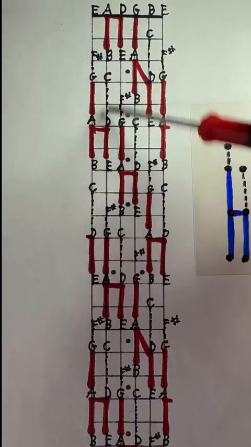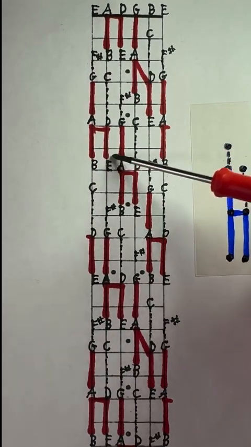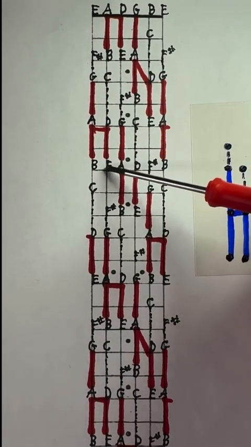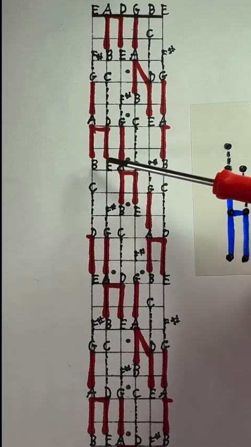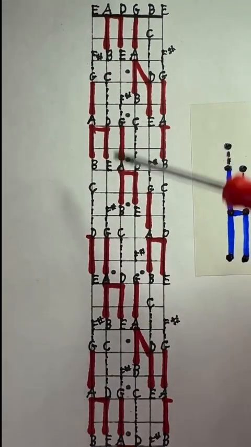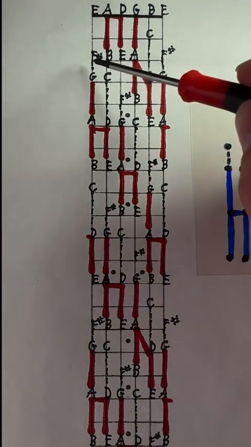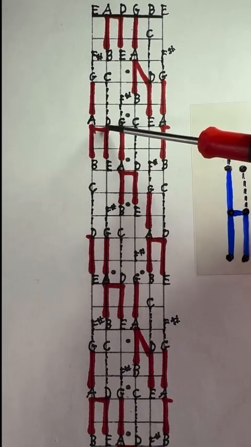All 7 of these notes are also going to work over an E minor chord because the E is in the minor position. So this could also be looked at as the scale notes for E minor: E, F sharp, G, A, B, C, and D.